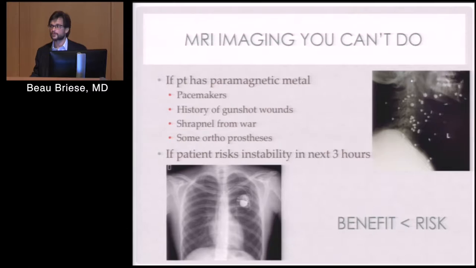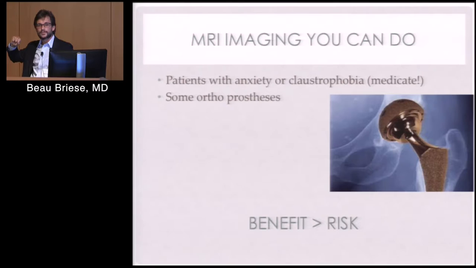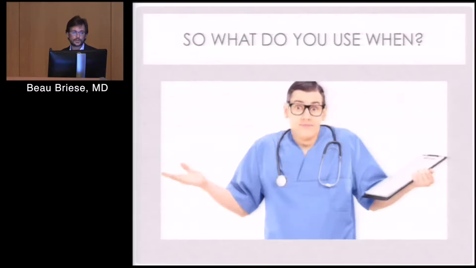Imaging that you can do. Patients with anxiety or claustrophobia, try to medicate them safely so that they can get through the scan. Things like Haldol or Ativan are all useful medications for that. Some orthoprostheses, especially the newer ones, are good. How can you figure out if it's safe to use? Just call the surgeon or the surgeon's colleagues or look in the medical records. And usually we're able to figure out if they're safe to go to MRI.